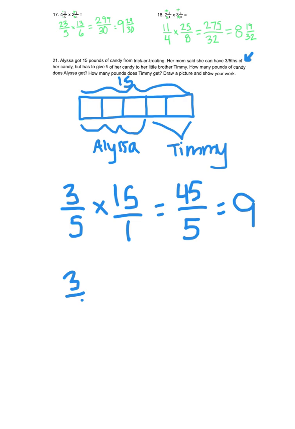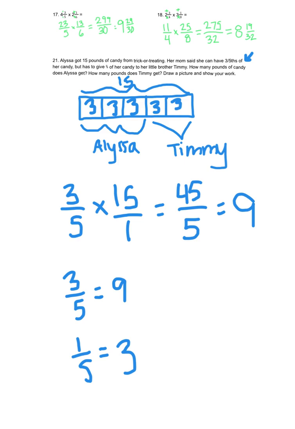So if 3/5 equals 9, then 1/5 is going to equal 3, because we're just going to divide the 9 by 3 to deal with 1/5 instead of 3/5. So if we know that 1/5 is 3, we can go back up to our little bar up here and fill in 3's, because each fifth is worth 3.